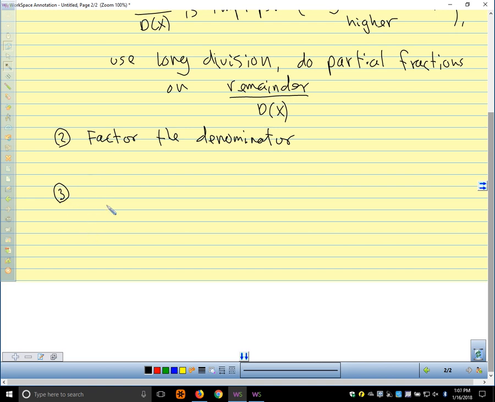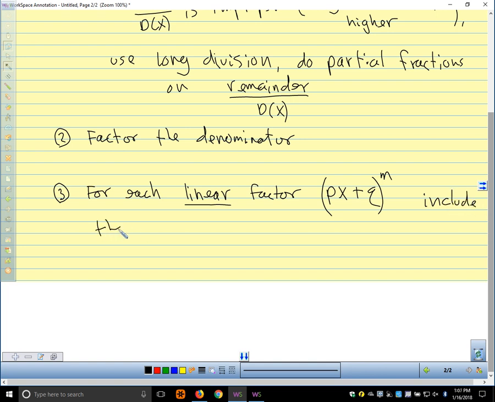For each linear factor, I'm going to say px plus q, and that linear factor possibly could be raised to some power. So it could be x plus 3 squared, so x plus 3 times x plus 3. We could get that in our denominator. For each of these linear factors, we include the partial fraction.